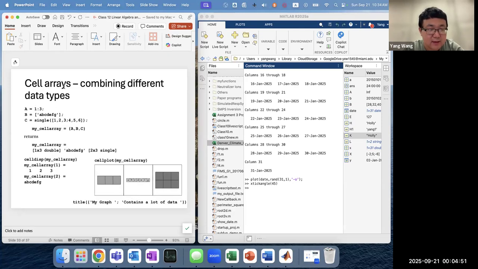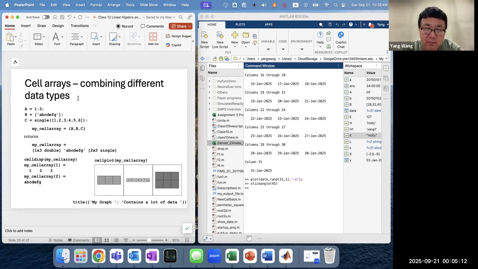Okay, so next is a cell array. A cell array basically can combine different data types, right? So far, when we were talking about combining data sets, they have to be the same type, right? Either the same type of number, where we have a matrix, an array of numbers, or an array of characters, or an array of strings.